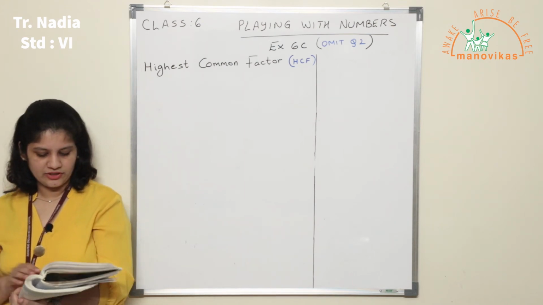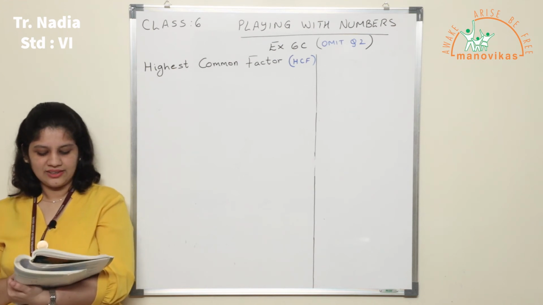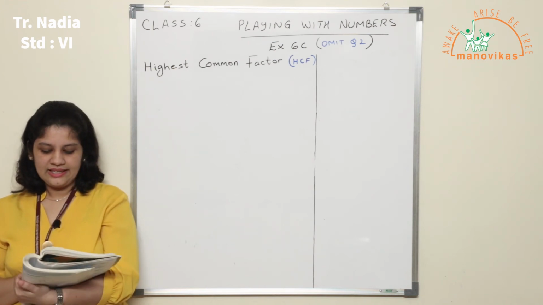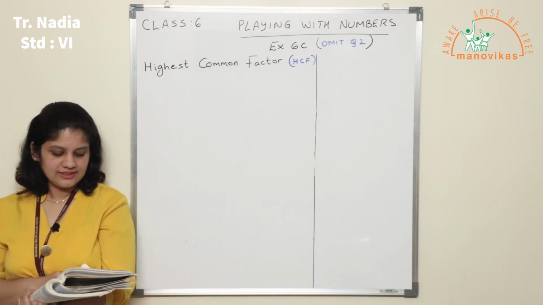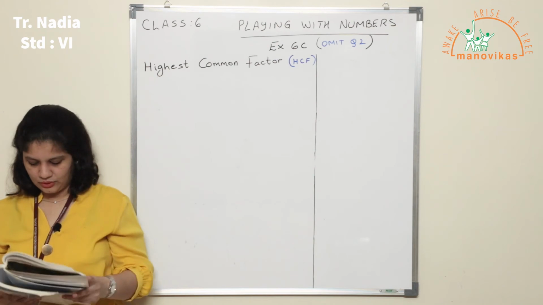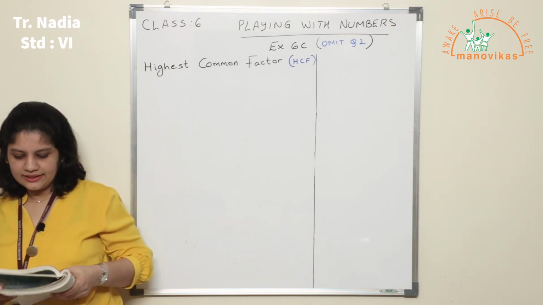Now let's go to question 5. Find the greatest number that will divide 37 and 53, leaving 5 as remainder in each case. Now this sum is slightly different. I am going to solve a similar sum for you all. Taking an example.